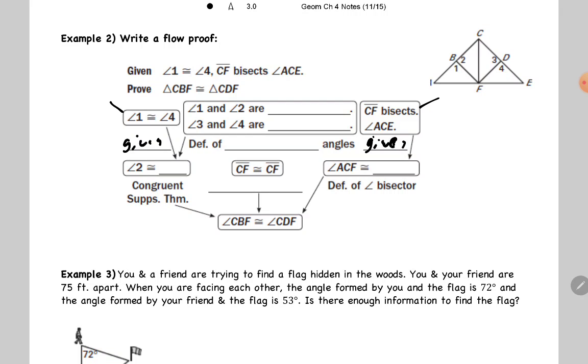Okay, and then I'll explain the arrows in a second. So they're claiming that there's something else from the picture that we can take. And it's the fact that angle 1 and angle 2 are supplementary. And so are angles 3 and 4. Supplementary. Sorry, that's a little messy there.